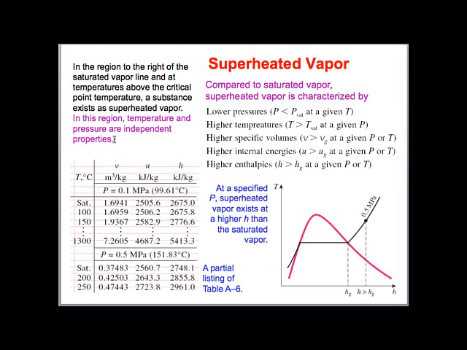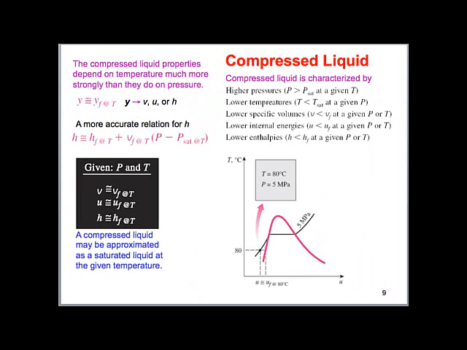So in this region, we're going to see that the temperature and pressure are independent. So in the table, we're going to look up what the pressure is for this state, okay? And then we can look up the appropriate temperature and the different properties associated with that pressure and temperature value. We will practice this more as we get into our problem-solving sessions.